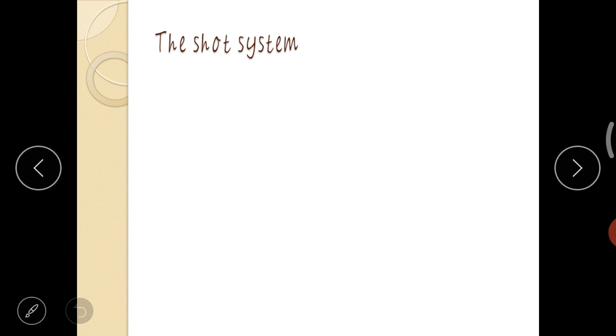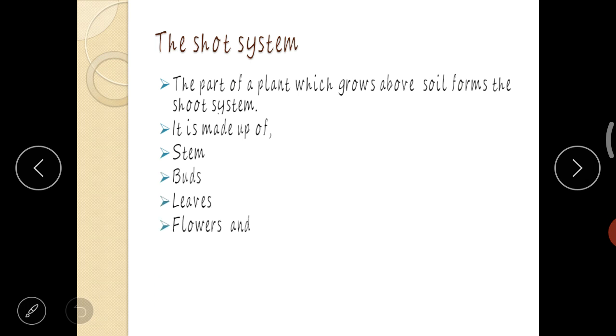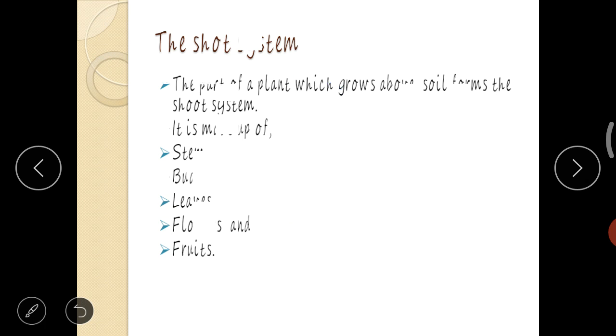Next is our shoot system. The part of a plant which grows above the soil is called the shoot system. It consists of stem, buds, leaves, flowers and fruits. These are the parts which the shoot system consists of. Next we'll see one by one.